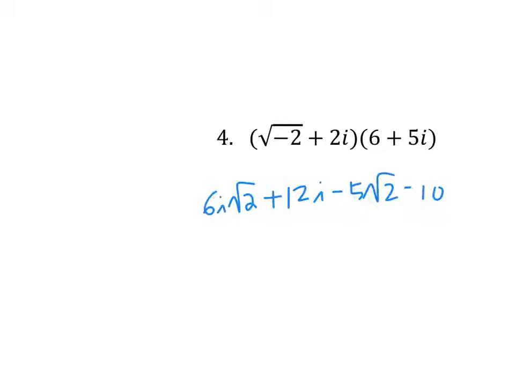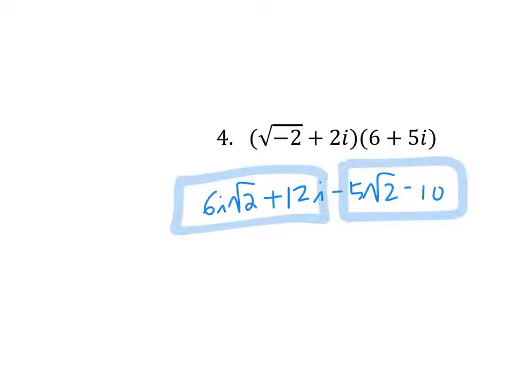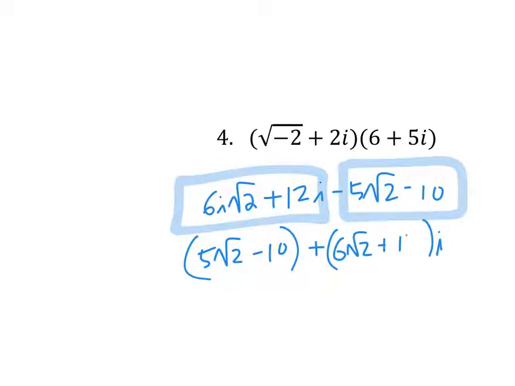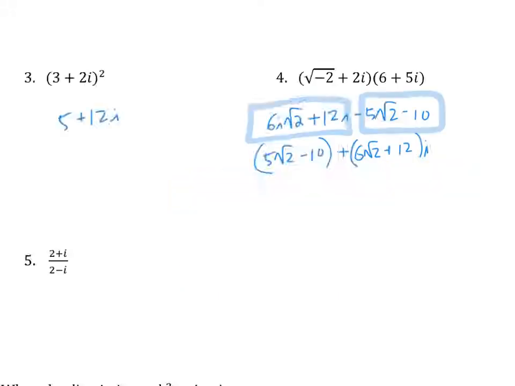Okay, let's put it in a plus bi. So you can see that this part is the real part, and then this part is the imaginary part. So we're going to put the real part together. That is the a. The bi part, let's take the i out. And then we have a 6 root 2 plus 12. That way it's very easy to see what you have instead of just kind of really messy.